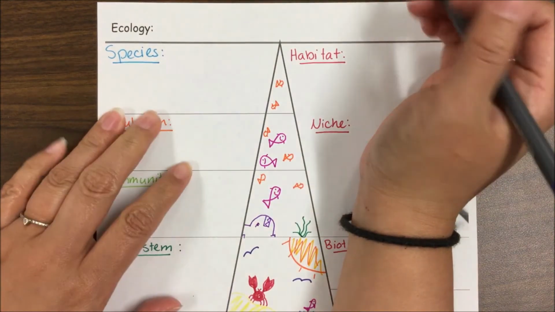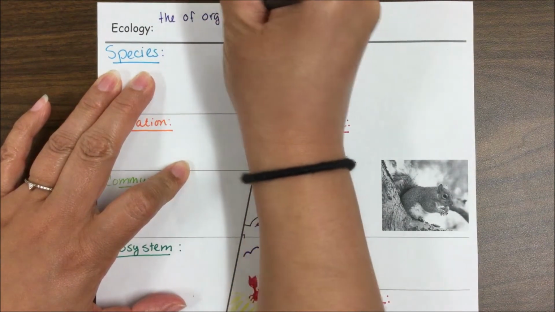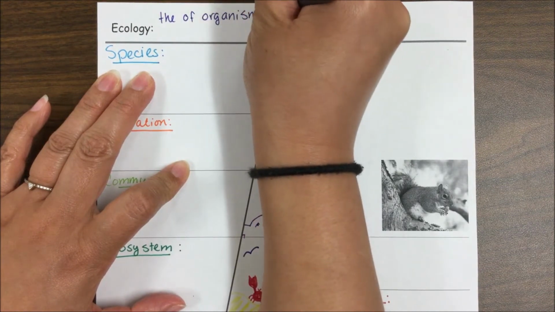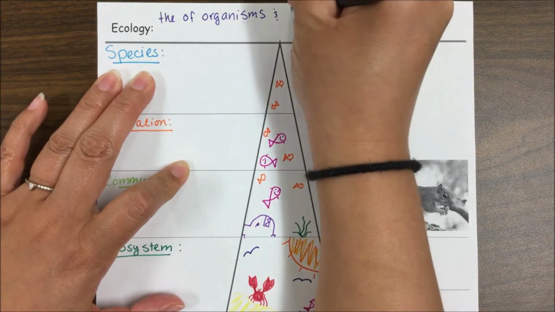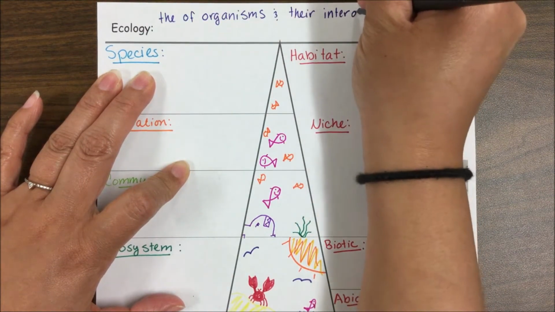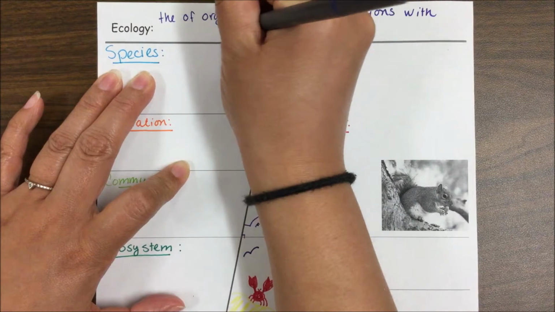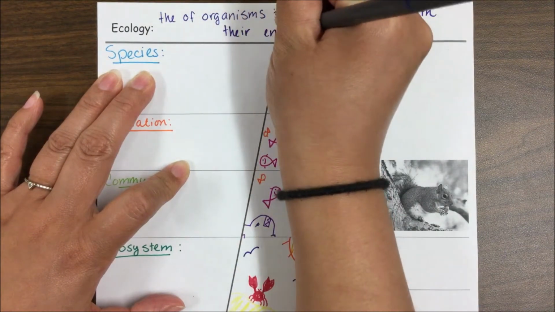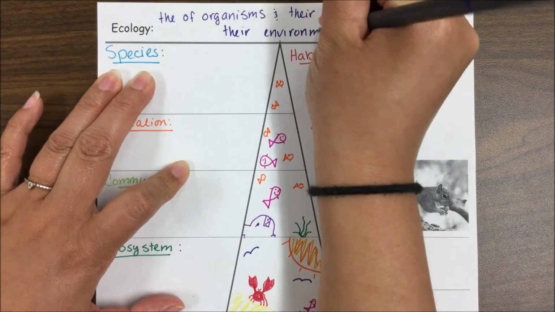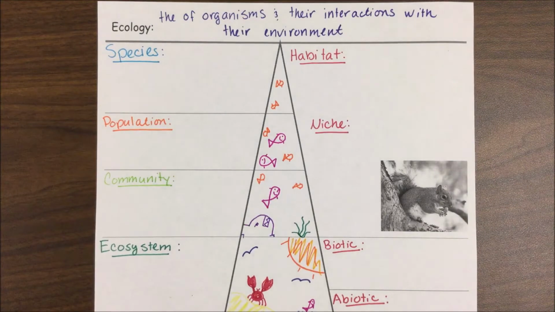So for ecology, ecology is the study of organisms. This could be plants, animals, bacteria, basically anything, and their interactions with their environment. So for all of these different organisms, we're going to study what they eat in their environment, where they live, whether or not they have any type of impact on their environment, things like that.